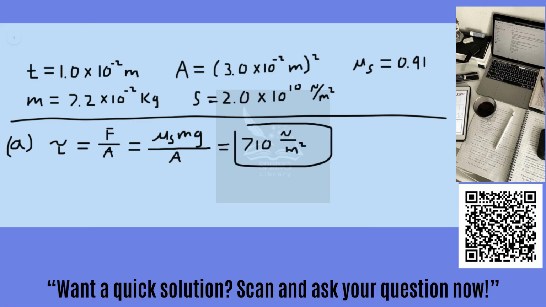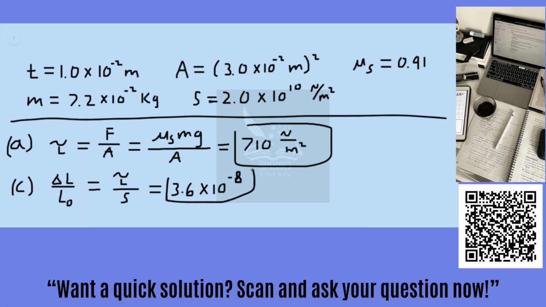Part B says find the maximum amount of shear strain. Okay, well, the maximum amount of shear strain is typically represented by delta L, the change in the length divided by the original length, L naught. And this is equal to tau divided by S. Or in other words, this is equal to the shear stress divided by the shear modulus. Plugging these values in, we find that this is equal to 3.6 times 10 to the minus 8. And it's unitless. So we can box that in as our solution for part B.